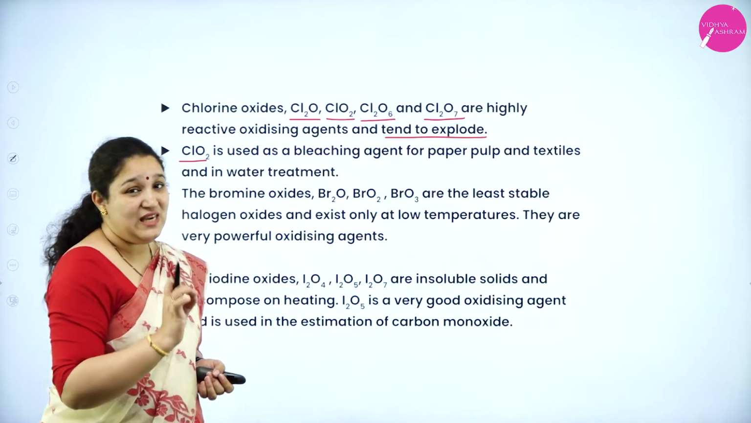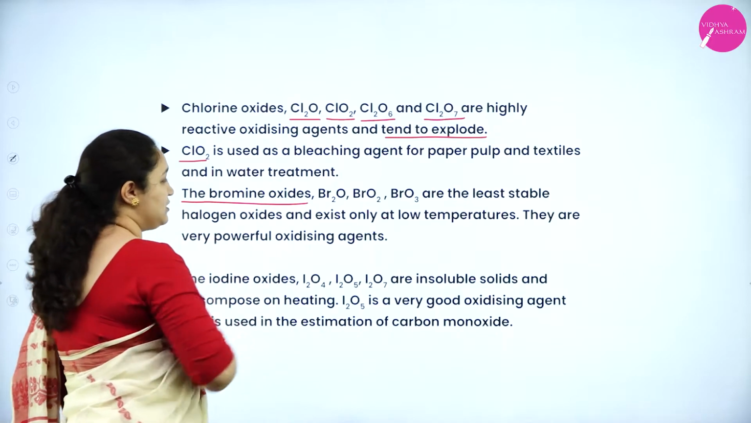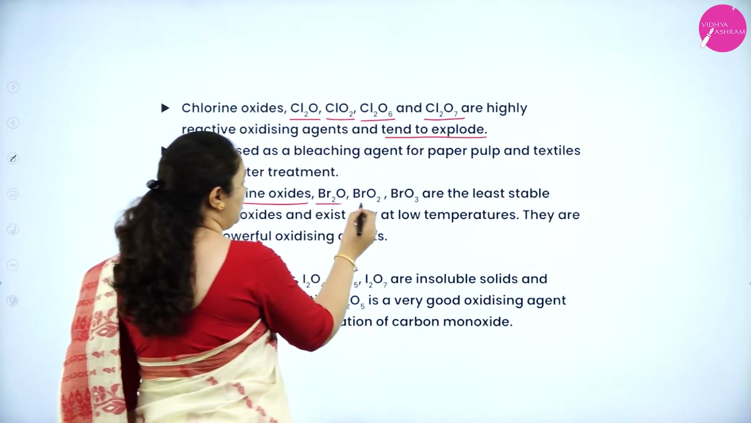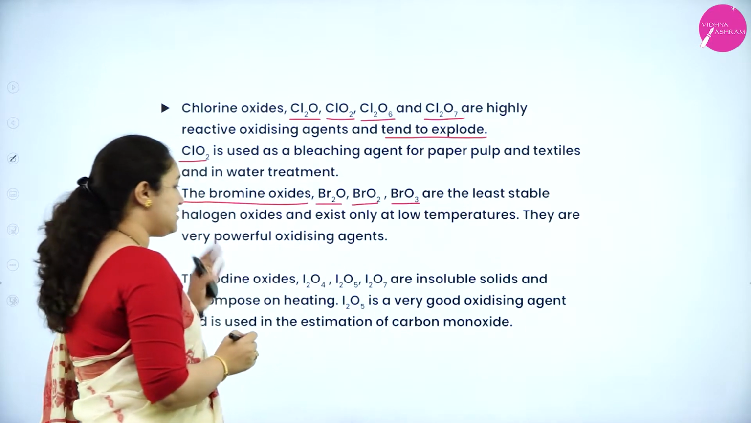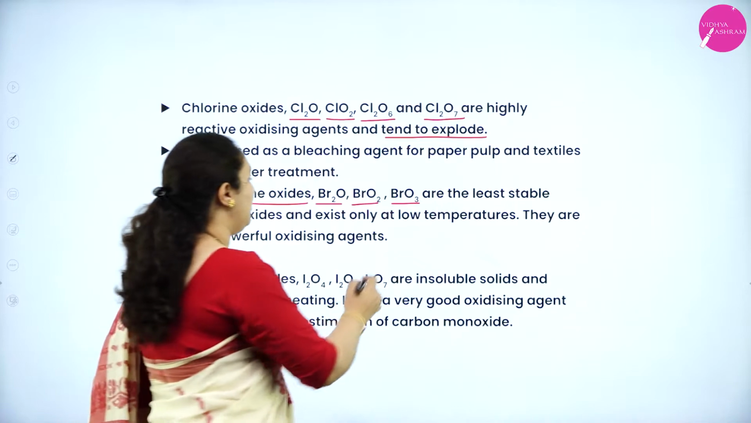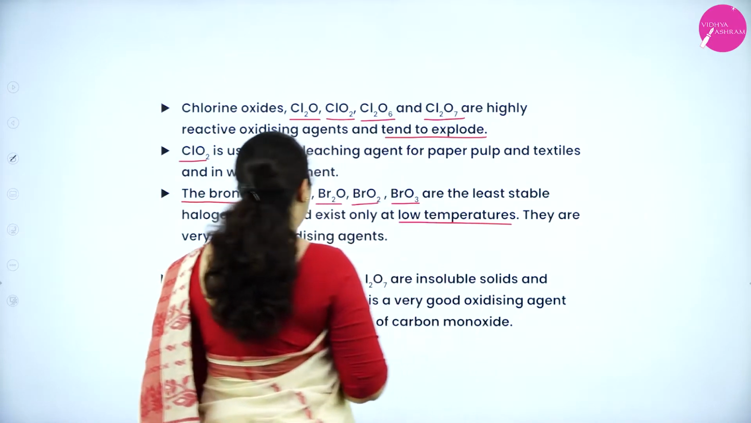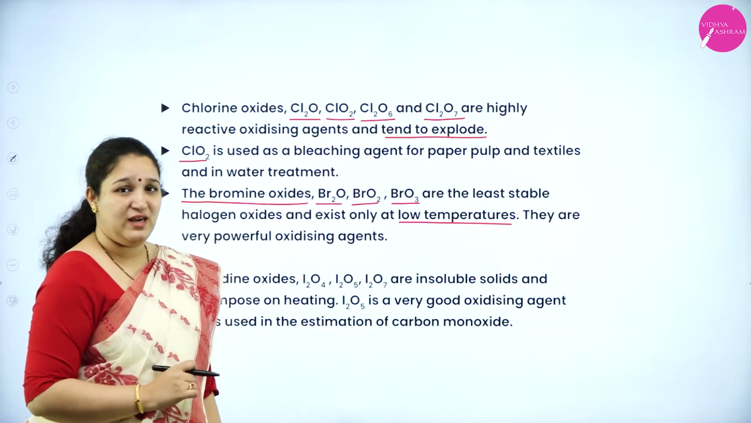What is it? ClO2. Next we are going to bromine oxides. There are 3 types: Br2O, BrO2, BrO3, and they are the least stable halogen oxides and exist only at very low temperature, but they are very powerful oxidizing agents.